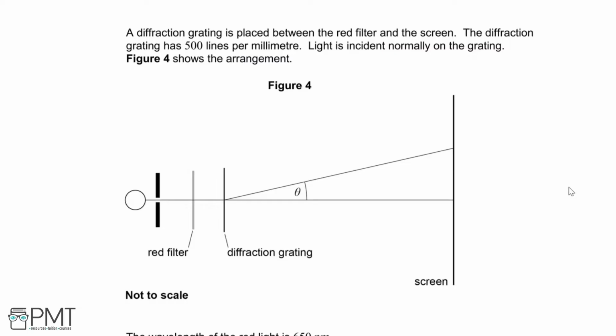A diffraction grating is placed between the red filter and the screen. The diffraction grating has 500 lines per millimeter. Light is incident normally on the grating. Figure 4 shows the arrangement. So this time we've got that single slit, then the red filter, then the diffraction grating, and you can see that pattern produced on the screen.